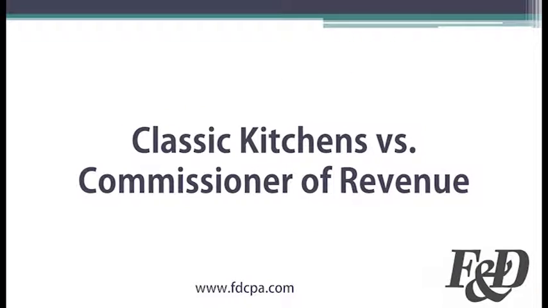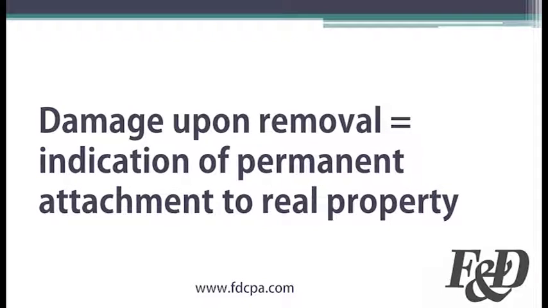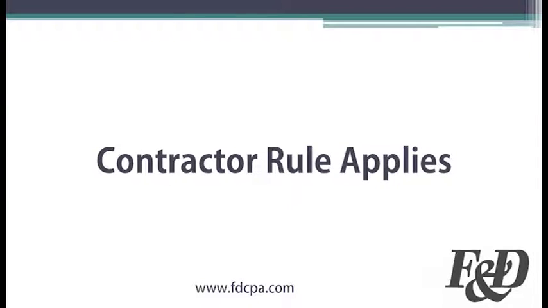And then in 2004, there was a case called Classic Kitchens versus the Commissioner of Revenue, where the taxpayer was in the kitchen remodeling business and they ordered and purchased partially constructed cabinets and countertops from third-party vendors. They then performed significant alterations and finishing work at the job site and installed the cabinets. The cabinets and countertops became so integrated with the structure that removal would render them useless and cause damage to the surrounding structure. The ruling was that the taxpayer was not a vendor of cabinets and therefore not required to charge sales tax to the customer. Again, the contractor rule applied.